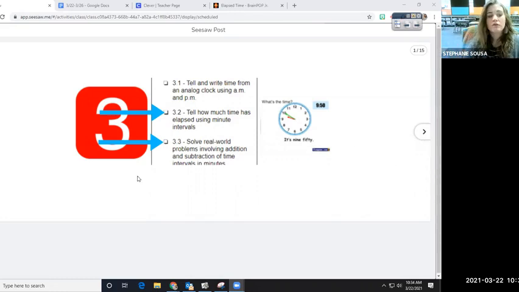It's also solving real world problems involving addition and subtraction of time intervals in minutes. You guys will use elapsed time. Right now, you probably already do. You definitely will as you continue to grow older.